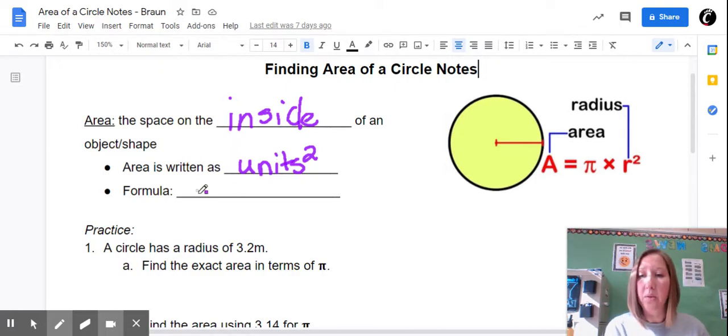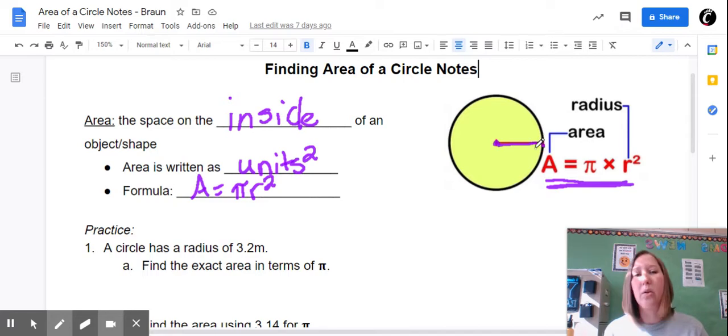And then we want to use the formula area equals pi times radius squared. So we're going to use this formula over here, and now we're going to be focusing on using our radius. Remember, our radius goes from the center of our circle out to any point on the circle. So it's that shorter line that goes out from the center. So every time we find area of a circle, we're going to use area equals pi times radius squared.